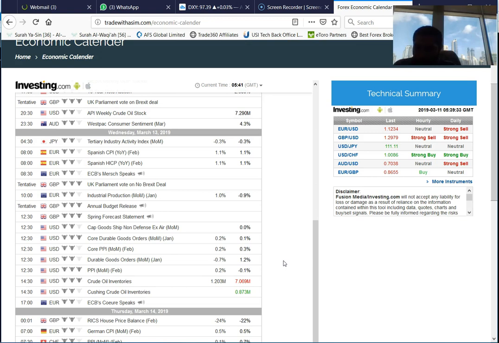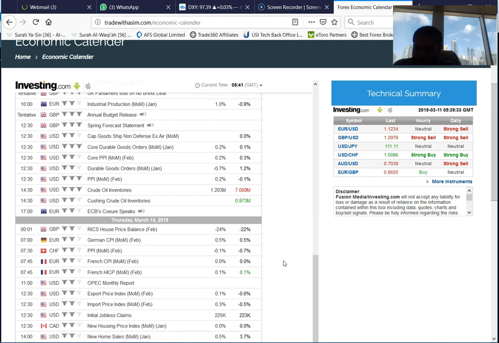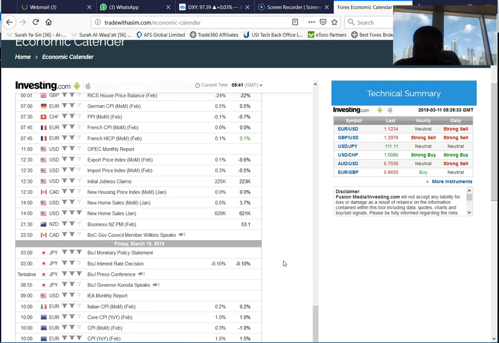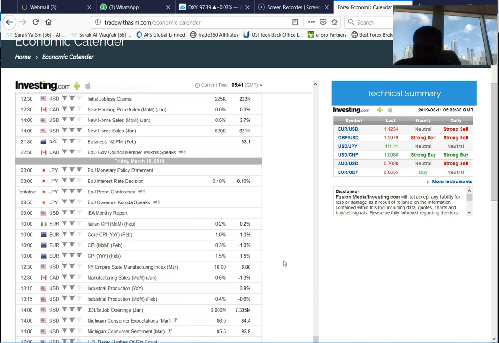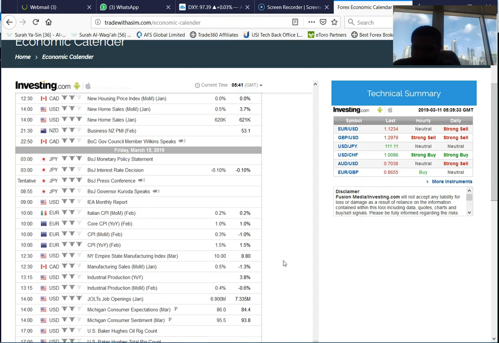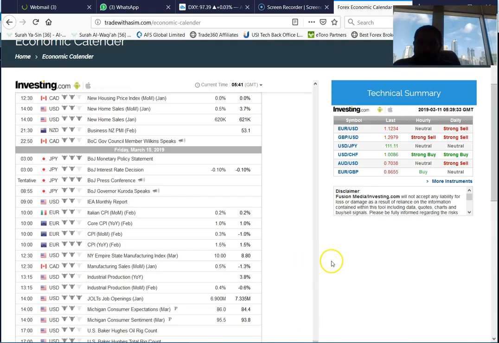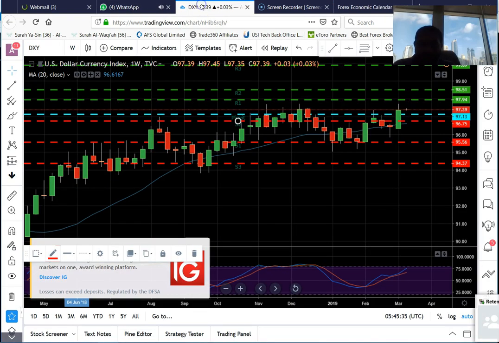We have got crude oil inventories from the States. On Thursday, March 14, we have got home sales from the States, and on Friday, March 15, 2019, we have just a few news items, and we might not see really big volatility in the market. So starting my analysis with the dollar index.